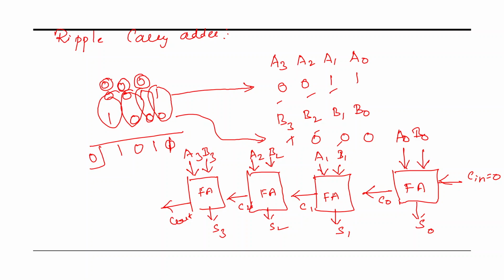So C0 is produced first, then after A1 and B1 get computed, C1 gets produced. Because of C1, C2 gets produced, and because of C2, Cout gets produced. So the carries get rippled. That is called a ripple carry adder.